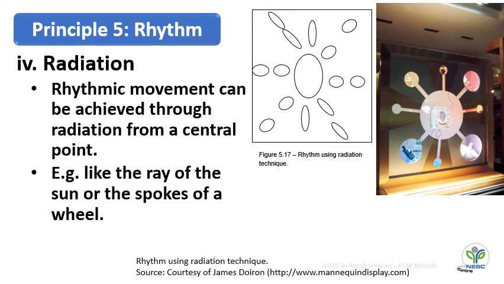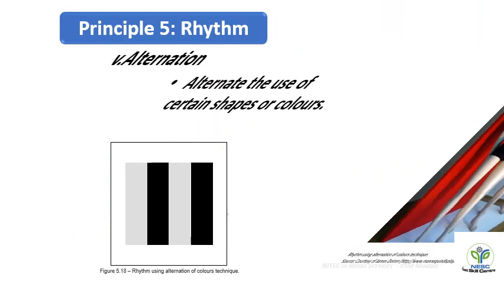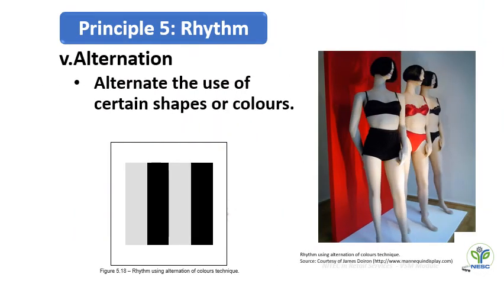The fourth one under rhythm is radiation. Rhythmic movement can be achieved through radiation from a central point, like the rays of the sun or the spokes of a wheel, as shown in figure 5.17. The fifth one under rhythm is alternation.